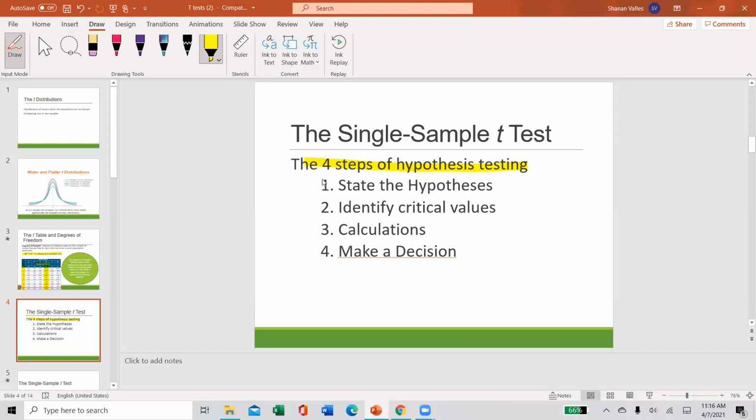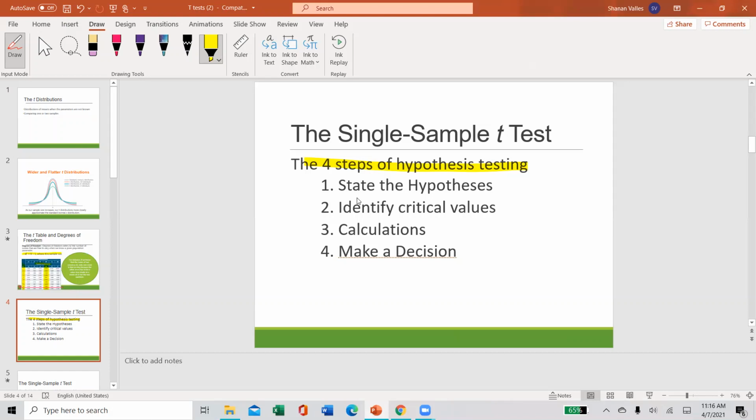Okay, so yeah, I think the 4 steps is enough. So the first step is going to be stating our hypotheses. Whenever we state our hypotheses, we're going to want to do both of them, so that's why it's plural there. We're going to state the null hypothesis, and we're going to state our alternative hypothesis or our research hypothesis. Step 2 is identify the critical values. We'll go over that right now.